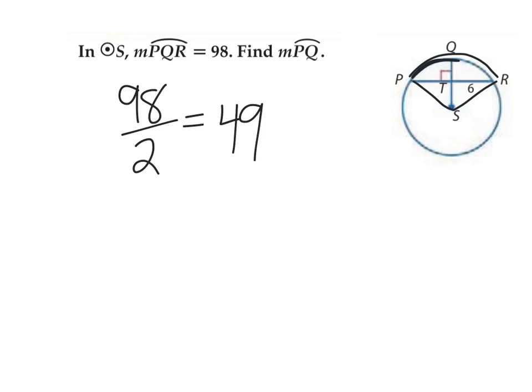Now, how did I know that it was half? Well, by looking at my picture here, I noticed that QS is a radius, and I noticed that I have a little perpendicular symbol, and the first theorem said if something's a radius, and if it is perpendicular to the chord, then it's automatically a bisector. So that's how I knew it was half, because our theorem says it's a bisector. So the answer is that PQ is 49.